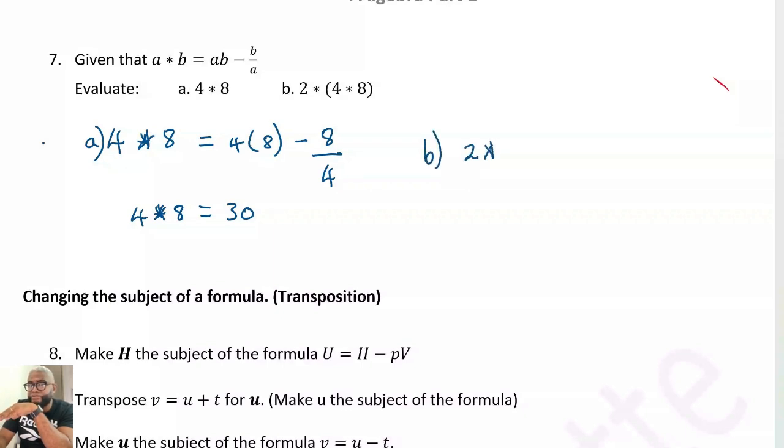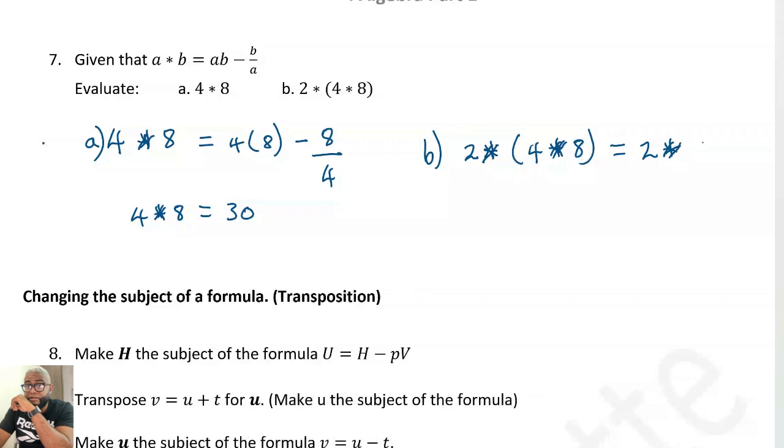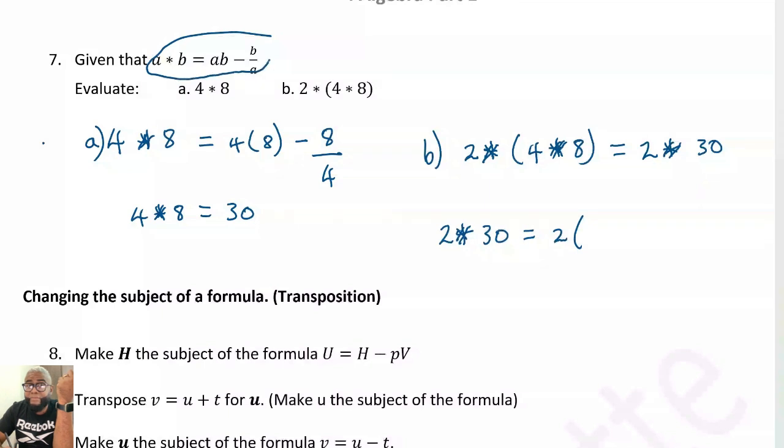Part B now, they came and asked us to find 2 asterisk 4 asterisk 8. But we have composure, we have sense. We were taught. So I know that I just work out 4 asterisk 8 to be 30. So this is actually the question asking us to find 2 asterisk 30. I'm using the same definition for my binary operation, which is in the question. What is the value of a for this part of the question? 2. 2 multiplied by what is b? 30. Anytime I write down a binary operation, this is the definition I'm using for this question.